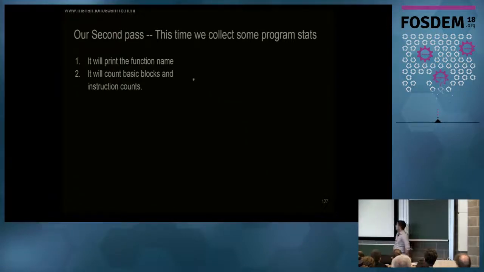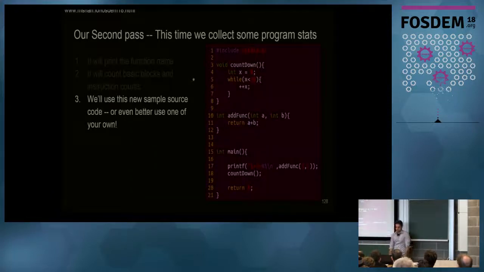Okay, so let's build a second pass. And this time I want to collect some program data. So it's going to print the function name, and it's going to count basic blocks and instruction counts. Okay, and I'm going to use this new sample code, and then you can try on your own. I've got two functions here, a countdown function, or rather count up function to 10 here.